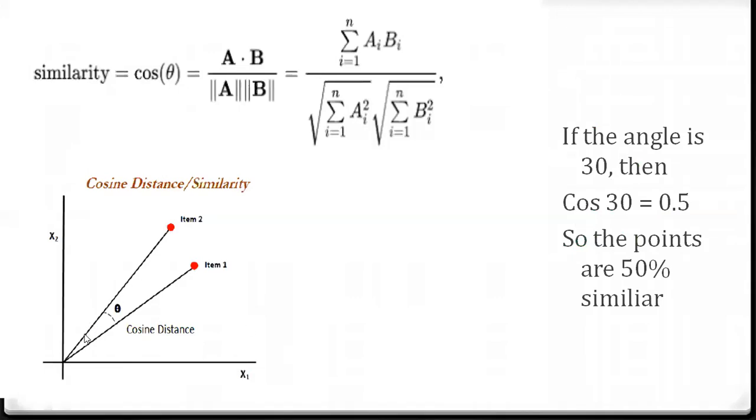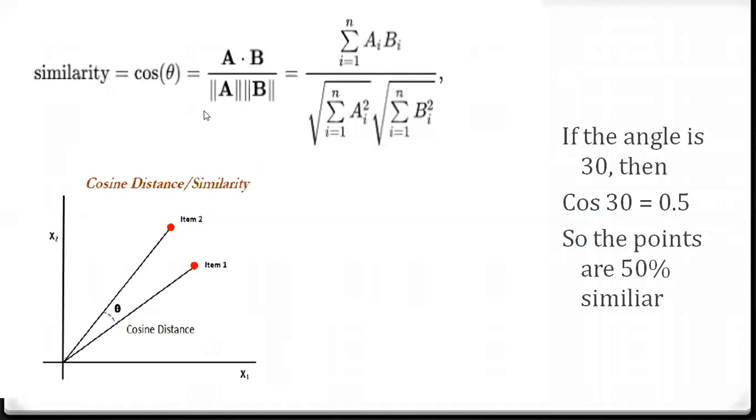Okay, so for example, here you have this diagram. You have two vectors based on the points 1 and 2. So we have two vectors from the origin. The angle between these two vectors, when you take the cosine of it, you will get an answer. So that becomes your cosine similarity.